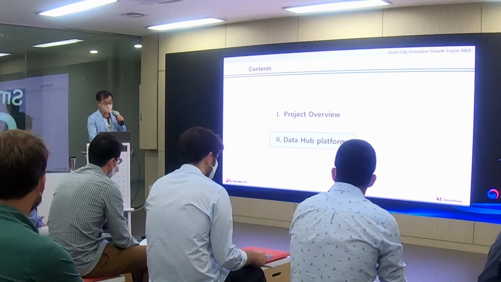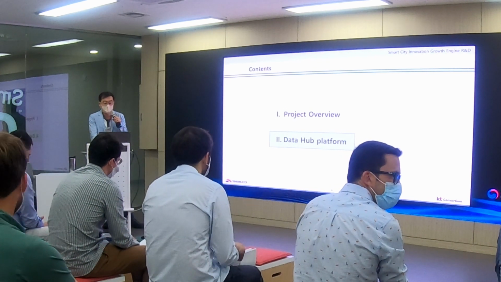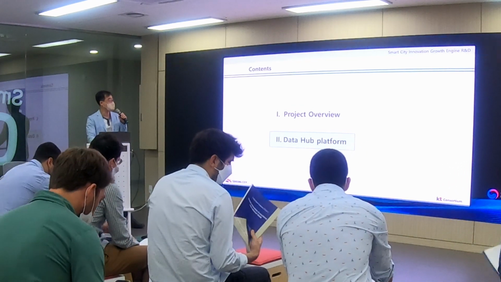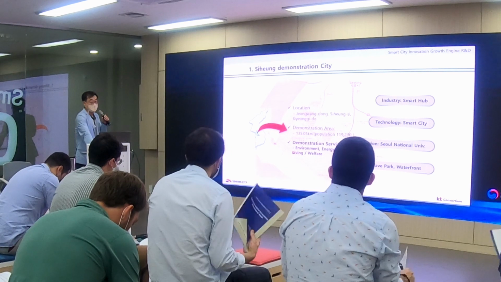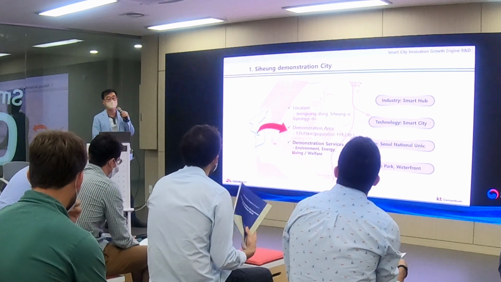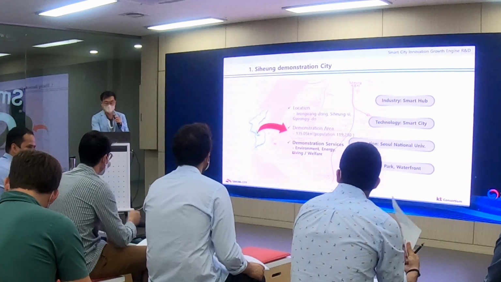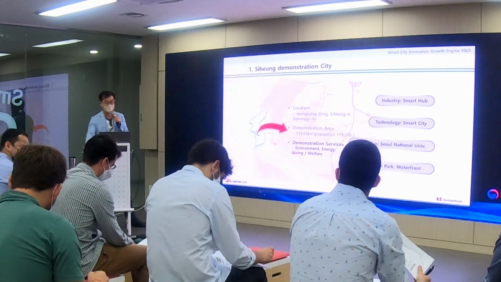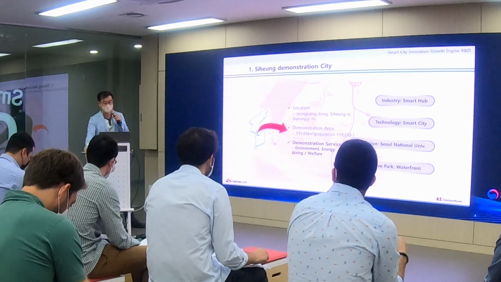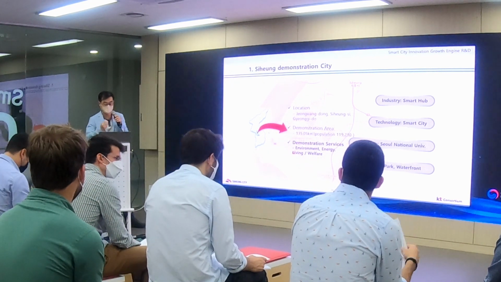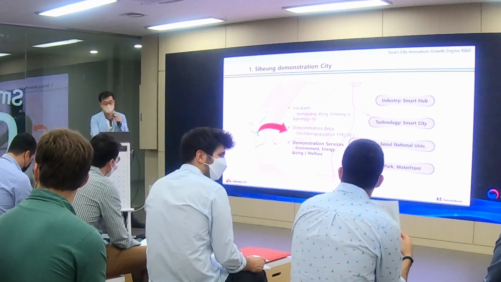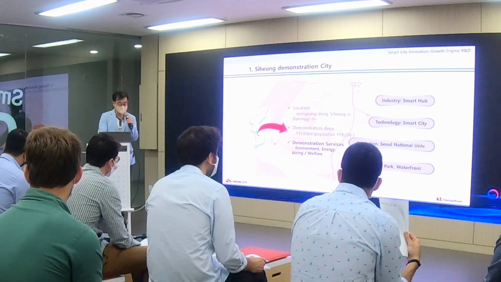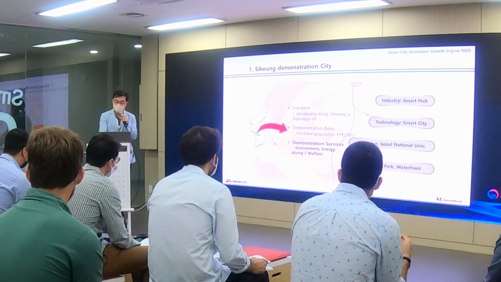Next, part 2 is the data hub platform. I will introduce the data hub platform in detail. In this slide, I want to show the characteristics of Siheung city. I think Siheung is a very charming and wonderful city. At first, Smart Hub is a very famous industrial complex in Korea. And second, Siheung is already a smart city.